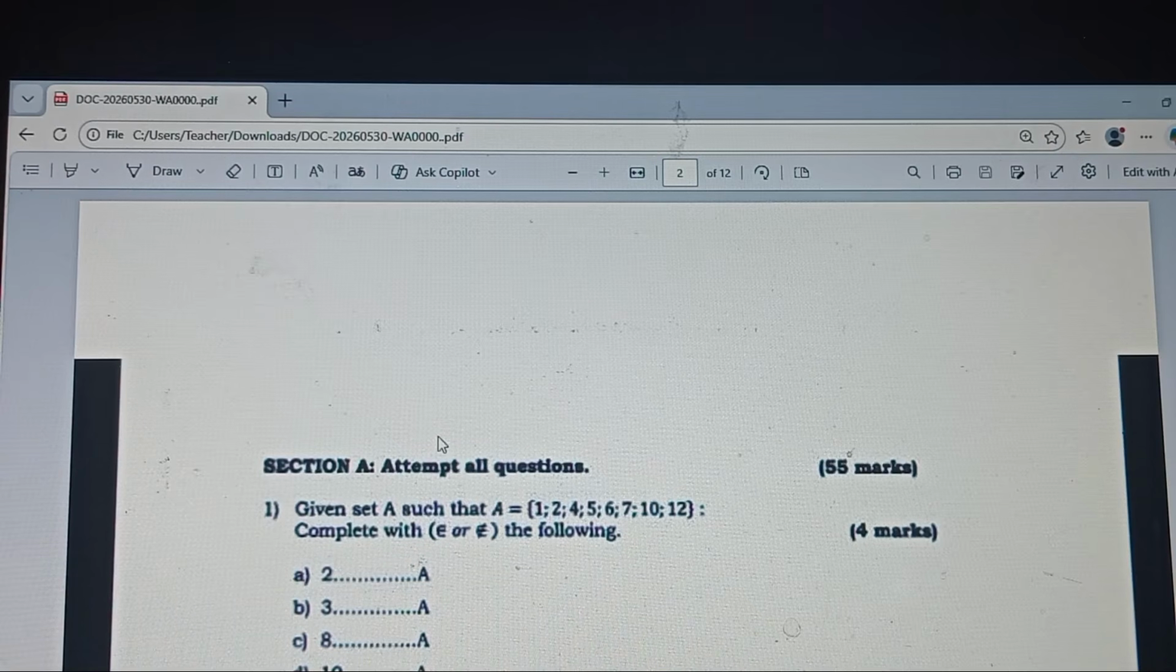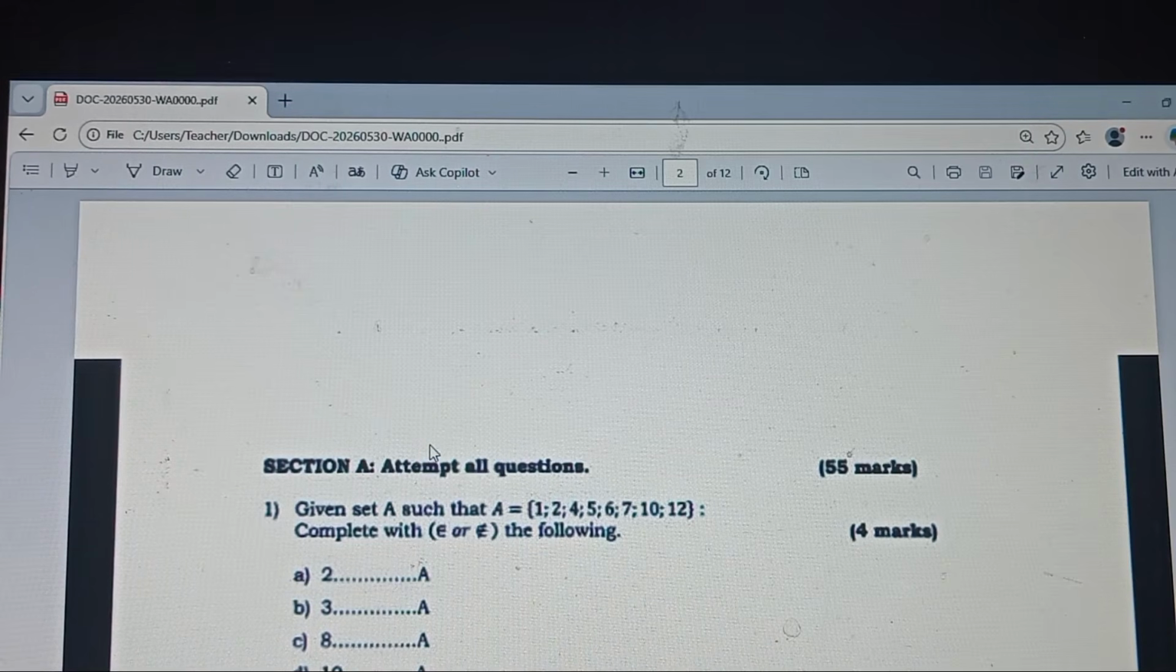Please, in mathematics, we need more exercise in order to pass well. Mathematics is not learned by observation. It is learned by more practice. Okay, let us start. We have 15 questions in section A and 5 questions in section B. In section A, you must attempt all 15 questions. But in section B, from the 5 questions, you choose only 3 questions.